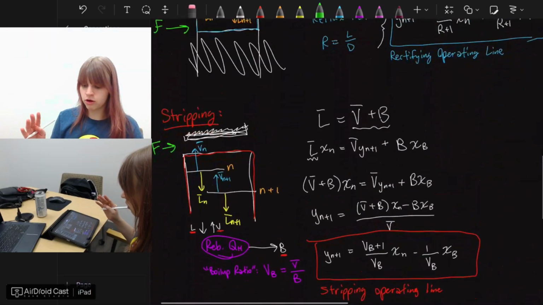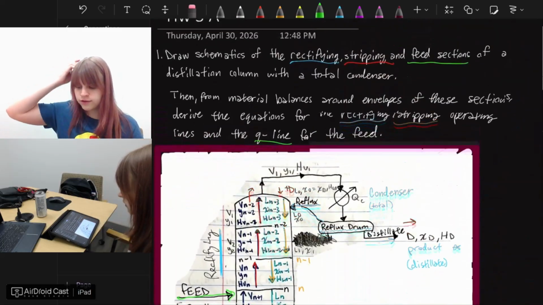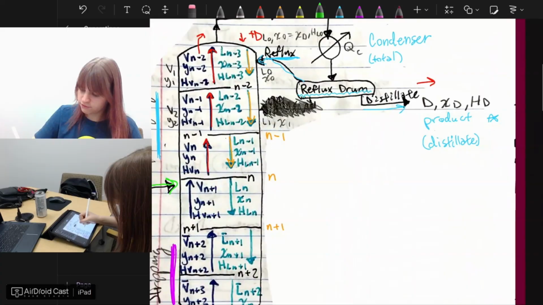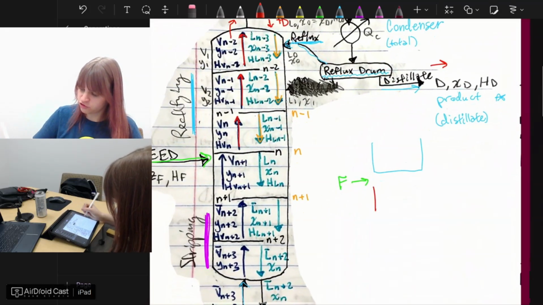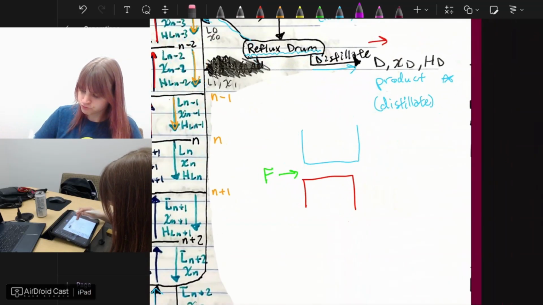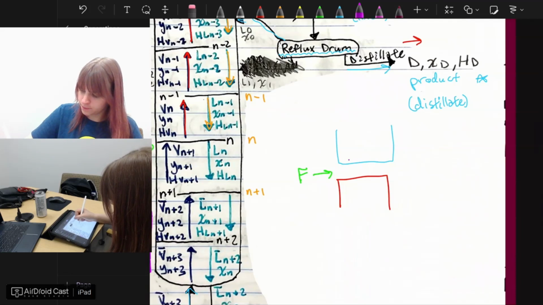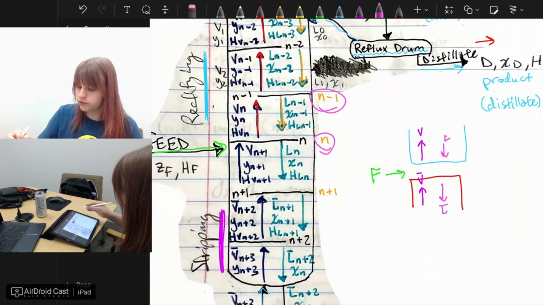I'm not going to draw another schematic of the feed section, but obviously you would have feed going in, you have our rectifying above, and our stripping below, and then you have vapor coming up and liquid going down. And I would just follow the numbering scheme I have here.